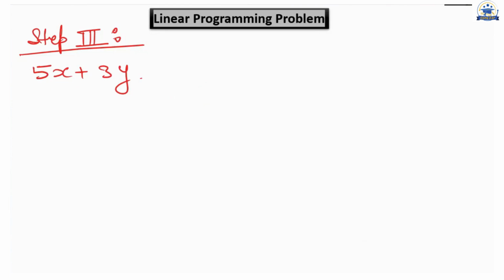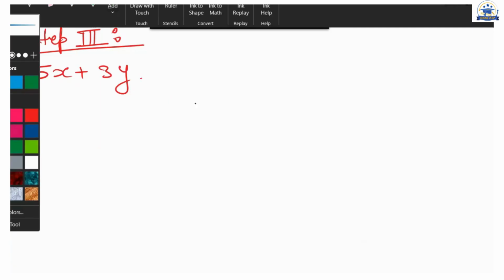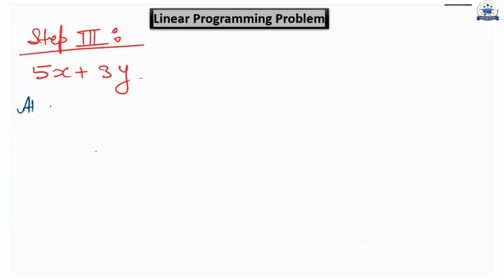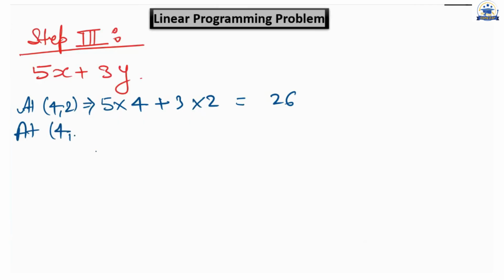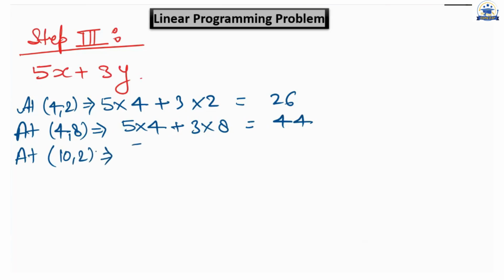At 4, 2: 5 times 4 plus 3 times 2, that is 26. Right? At 4, 8: 5 times 4 plus 3 times 8, 20 and 24, that is 44. At 10, 2: 5 times 10 plus 3 times 2, 50 plus 6, that is 56. Right?